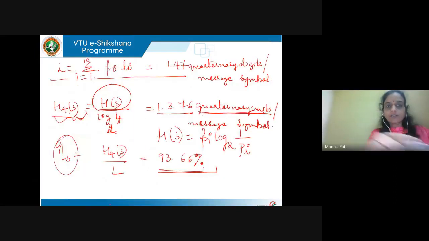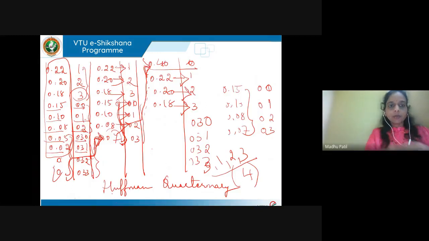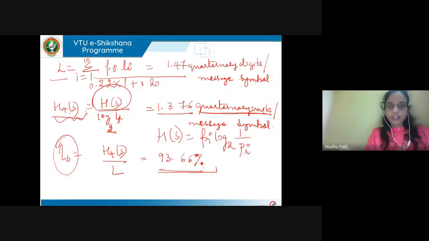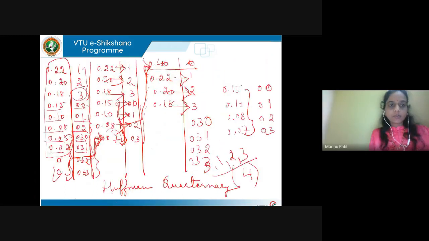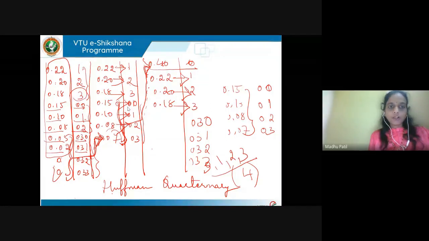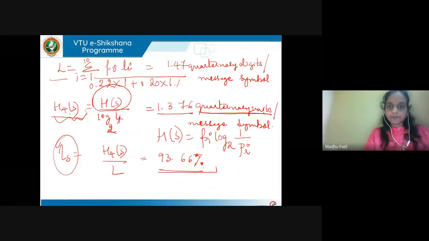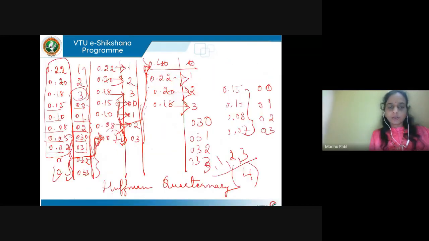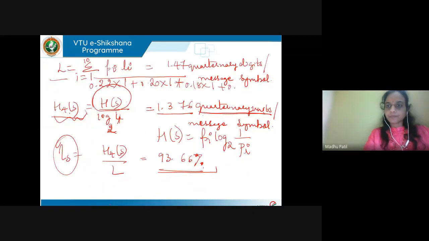To calculate average length, we know it is the sum of PI into LI. So PI means 0.22. What is the length? 1 plus again 0.20. Again the length is 1. Next, 0.18, length is 1, plus 0.18, length is 1 for the code word 3. 0.15, length is 2 bits, you can see here. And so on for all 8 symbols, and we'll get the average length L.